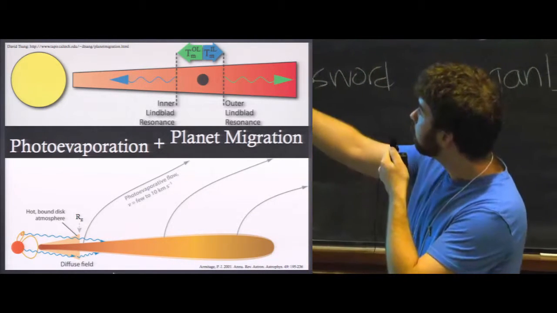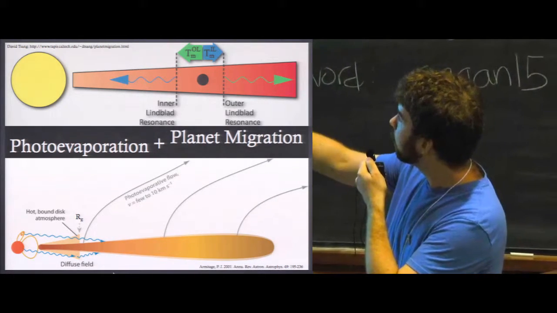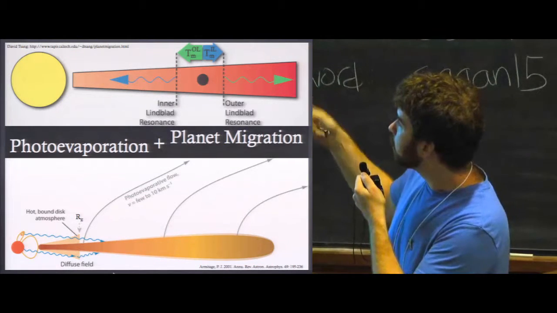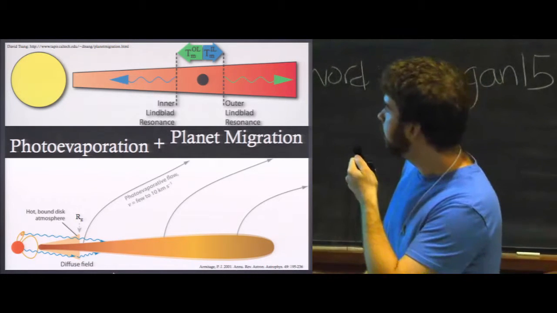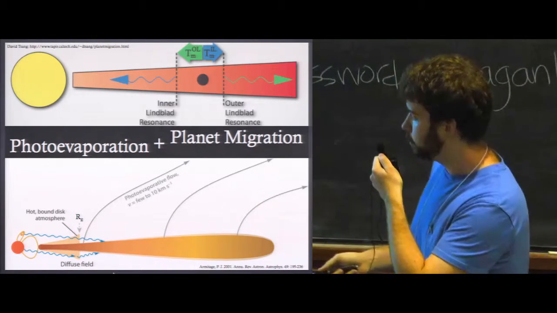So when one of these resonances, either the inner or the outer, is in a gap, it's not going to be torquing the planet nearly as much, and the other resonance can overpower it and choose the migration direction.